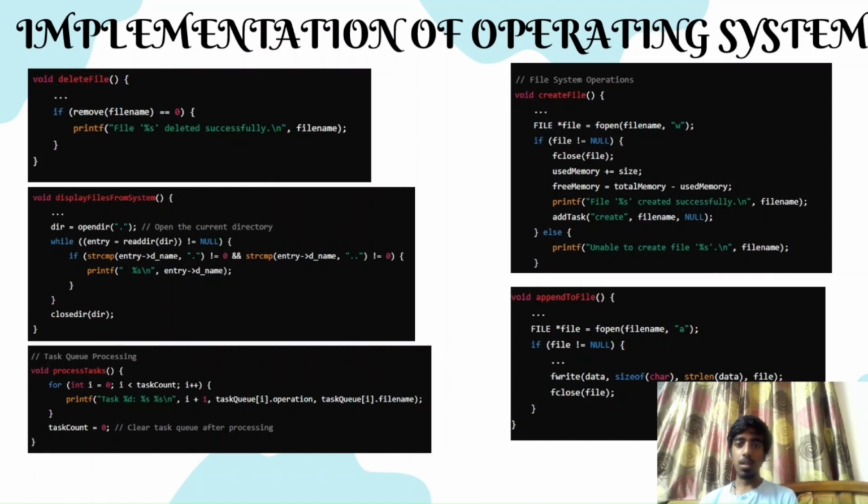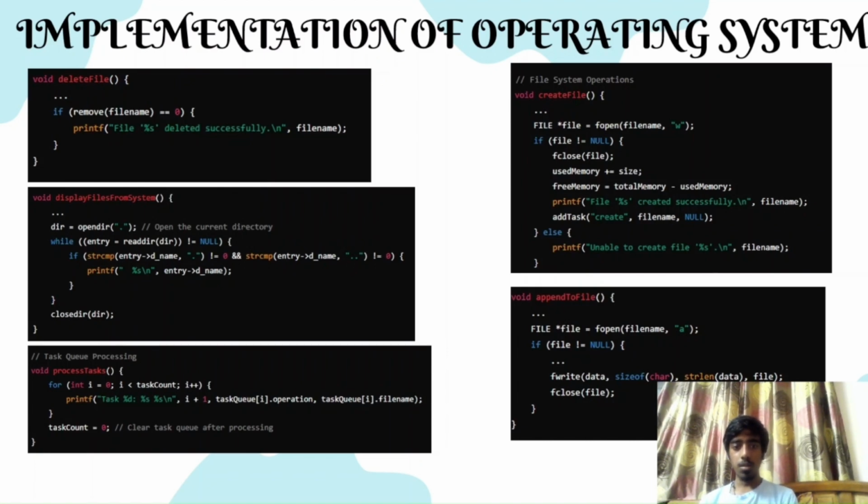The third function is process task. This function iterates through the queue of tasks and executes each task. The tasks are assumed to be stored in an array called task queue and their count is stored in a variable task count. For loop: this loop iterates over each task in the queue. The loop variable i starts at 0 and increments until it reaches the task count, which is the number of tasks in the queue. Inside the loop, the line prints the details of the current task to the console. It prints the task i plus 1, the operation to be performed, task queue of i dot operation, and the file associated with the task.